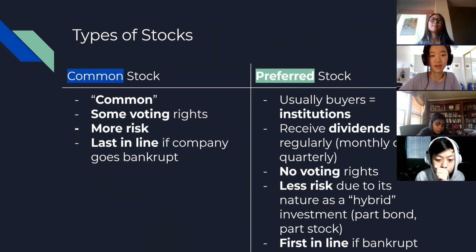There's also more risk in common stock because there are a lot of changes in stock price and dividends, which I will get to later. And they're last in line. So if your company goes bankrupt, the order of getting paid is the preferred shareholders, the bondholders, and then the common shareholders. So usually the common shareholders get nothing.